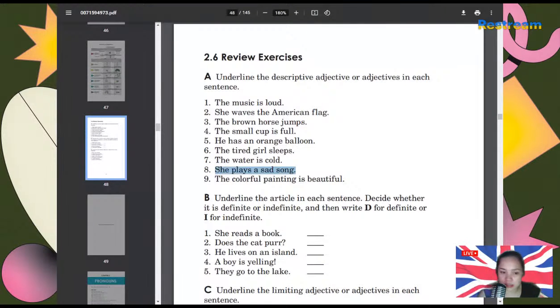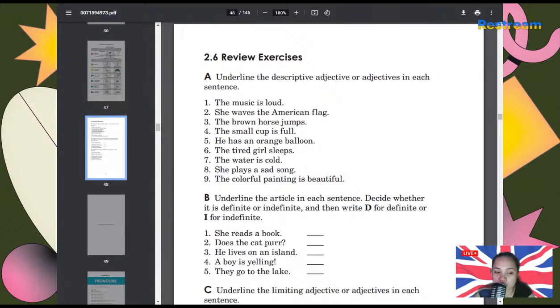Okay, so now next, number eight: she plays a sad song. She plays a sad song. The noun is song, yes. While the adjective is sad. Okay, very good. That's a good job.